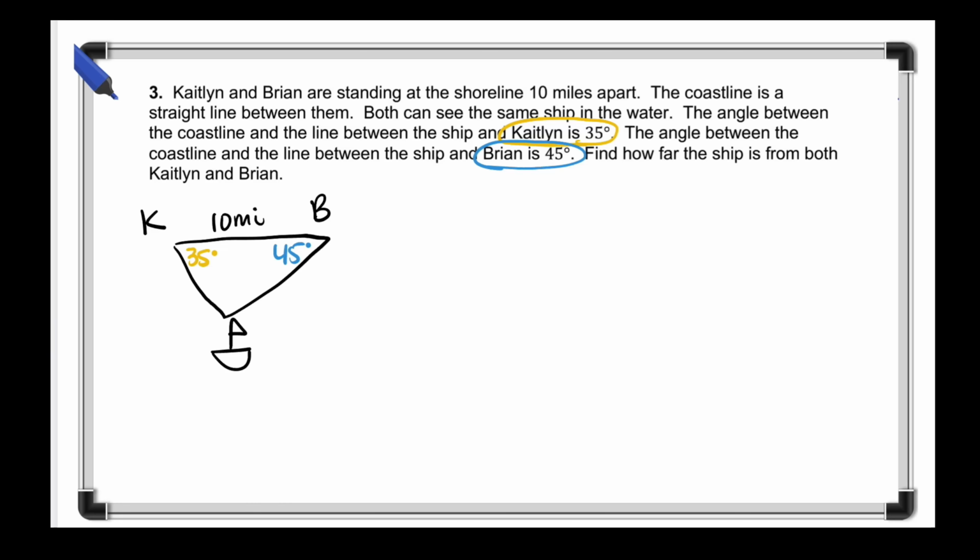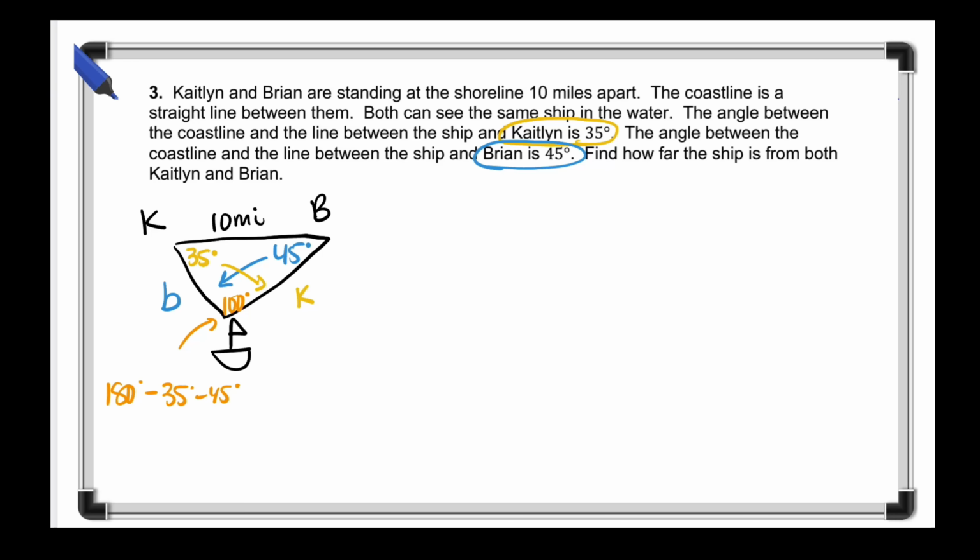Okay, so what we're going to do is first figure out and label our sides. For the side that's opposite of Brian, we're going to put a little b. And the side that's opposite of Caitlin here, we're going to put as a little k. Something we can also figure out is this angle right here. So this angle is actually going to be 100 degrees, because taking 180 minus 35 minus 45 will get you that remaining third angle in your triangle.